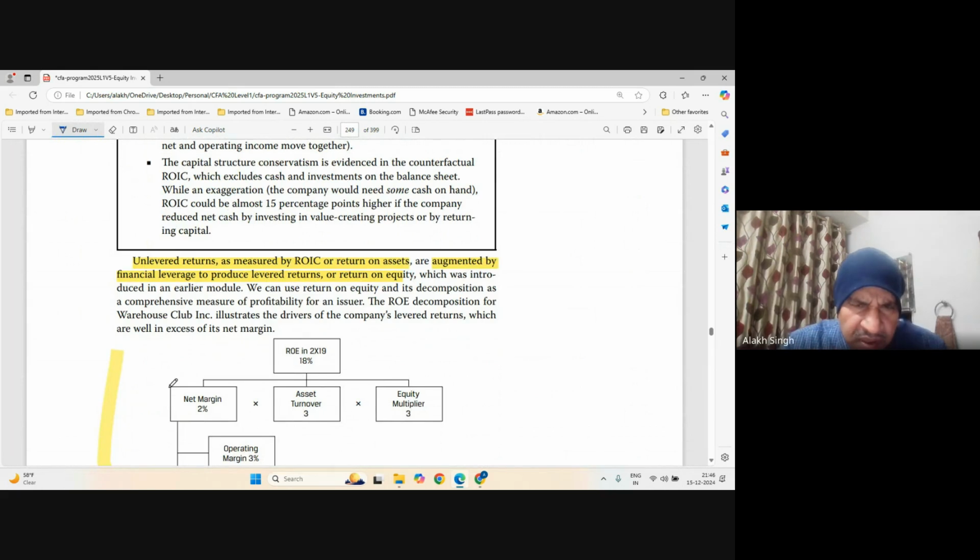Okay, unlevered returns. Oh, here it is. This DuPont analysis. Return on equity is 18%. This one is net margin, which means net income divided by total sales. Yes, this one is net income by total sales. Let me type it. Net income.